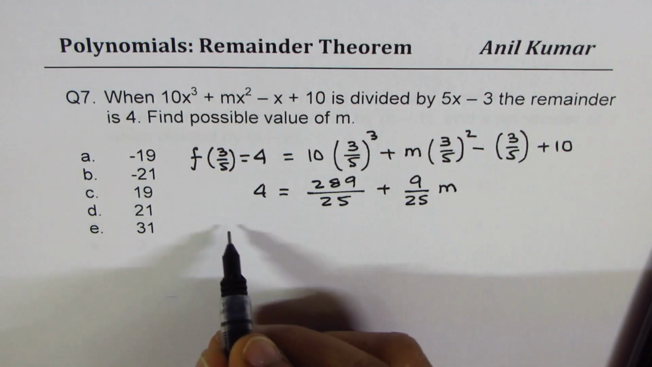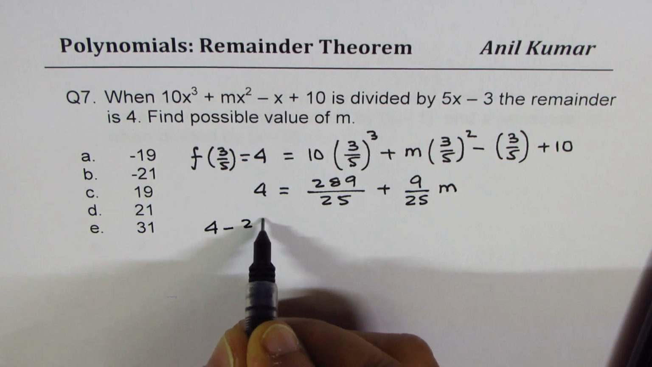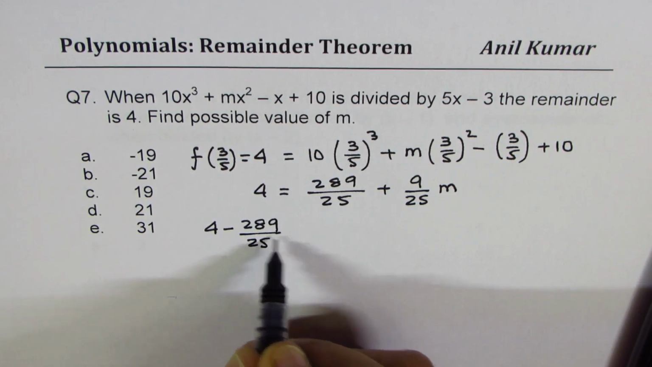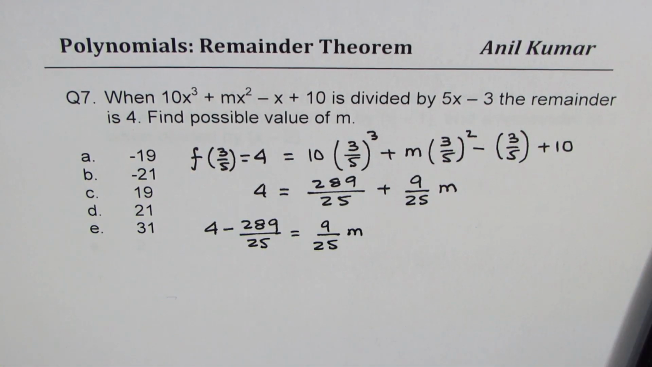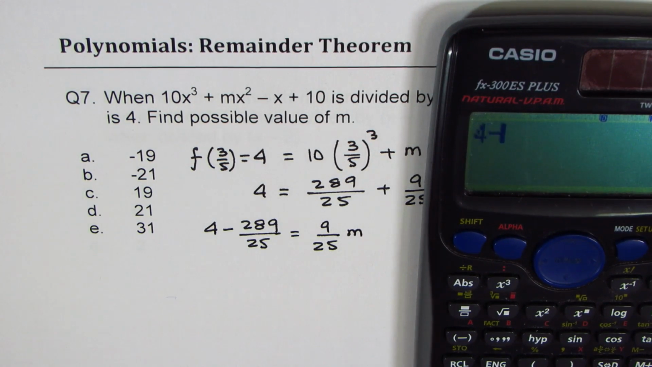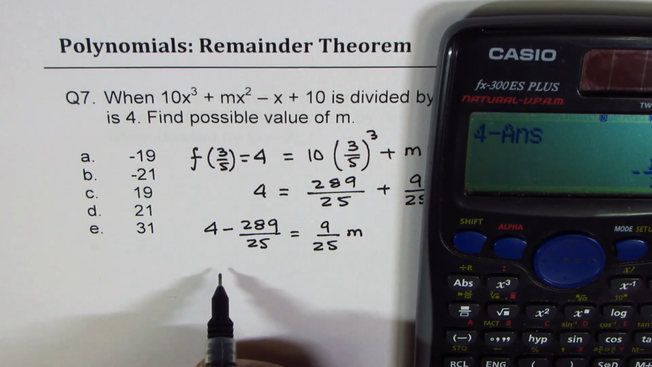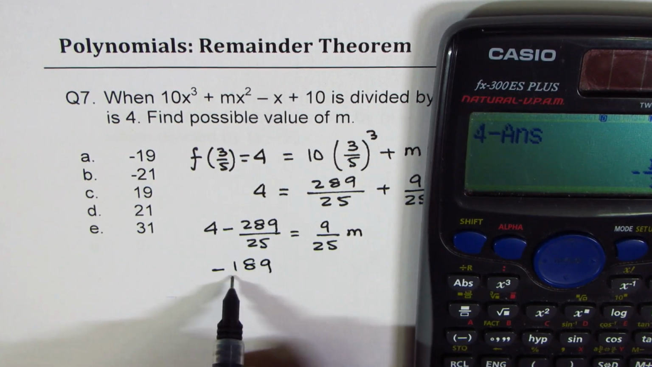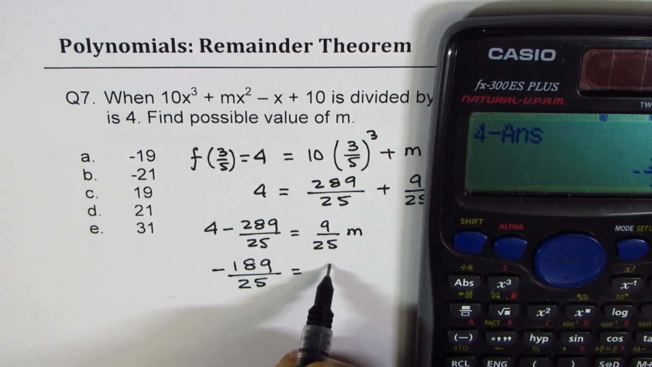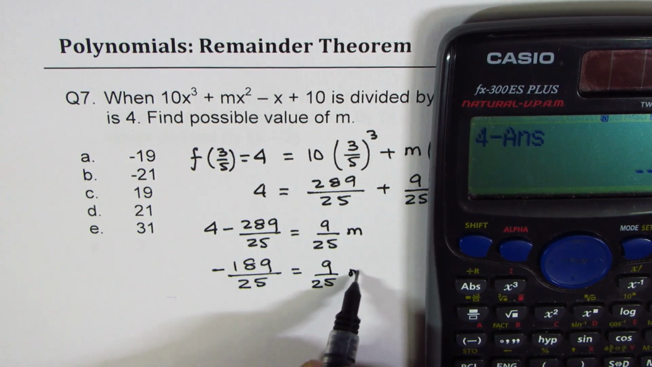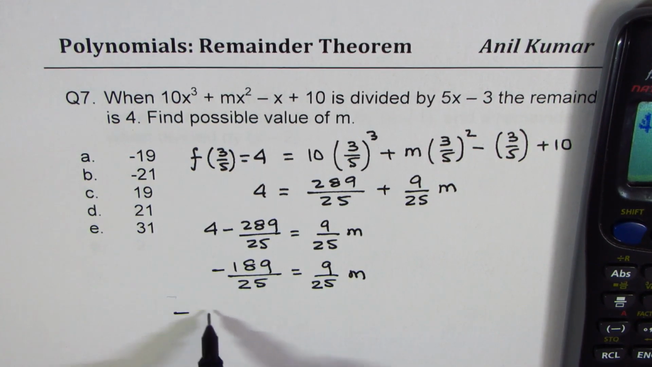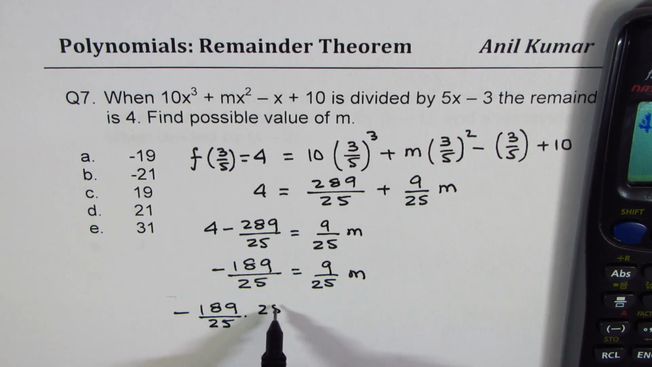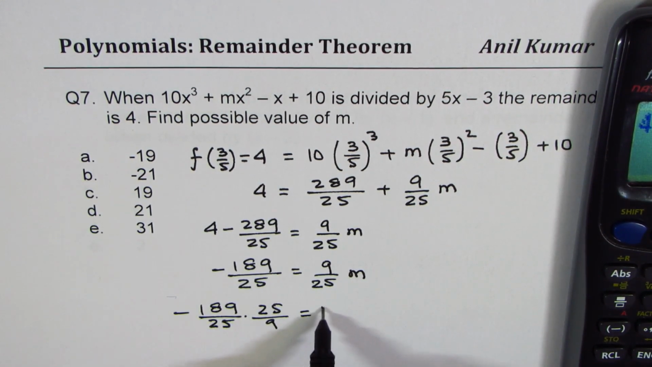Now we'll take it to the left side. So we have 4 minus 289 over 25 equals to 9 over 25 m. Right. So let's do 4 minus the answer. It is equal to minus 189 over 25 equals to 9 over 25 m. Now we can cross multiply and get the value of m. So it'd be minus 189 over 25 times 25 over 9 equals to m, correct?